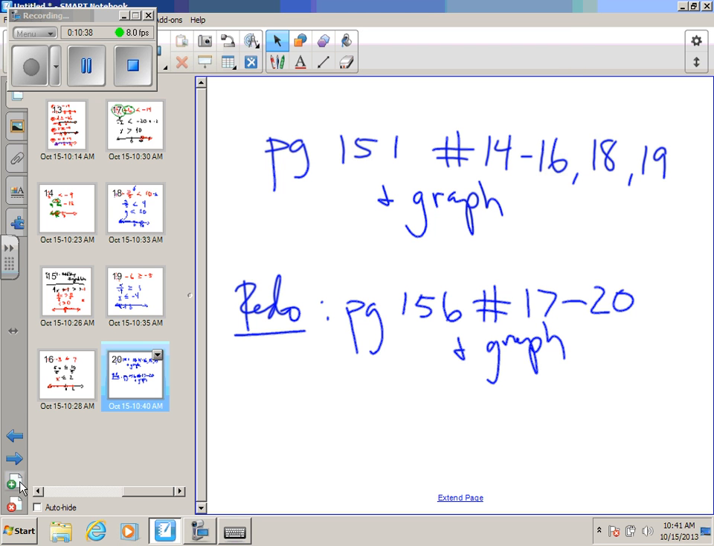Out of 16 for today, 0 or 1 wrong are A's, 2 wrong is a B, 3 and 4 wrong are C's, 5 wrong is a D.